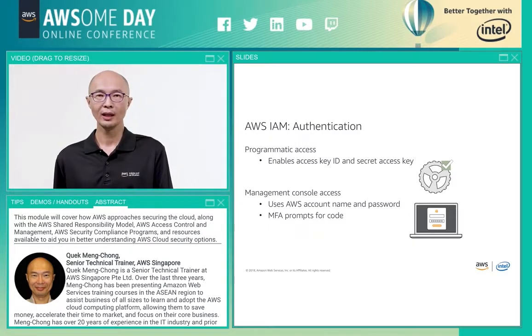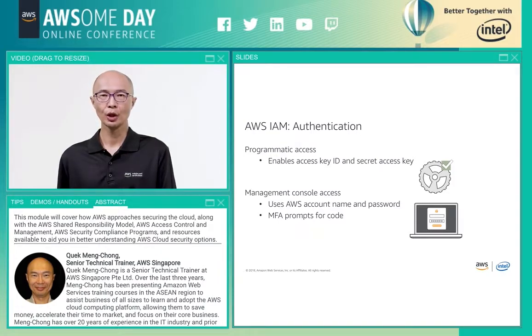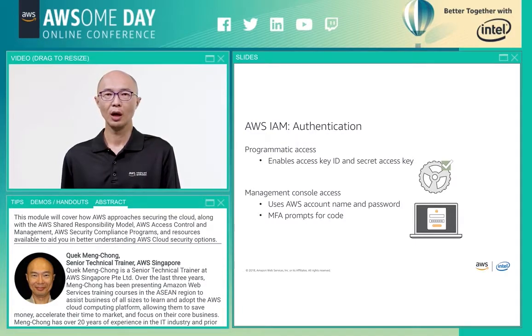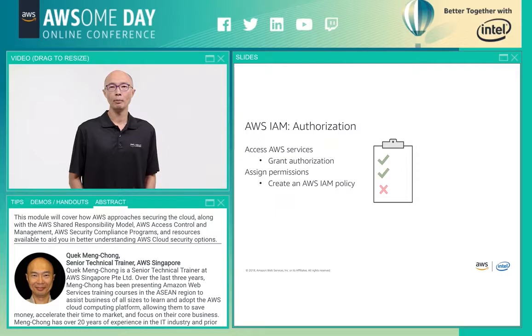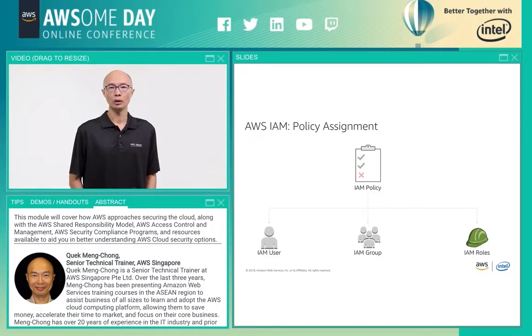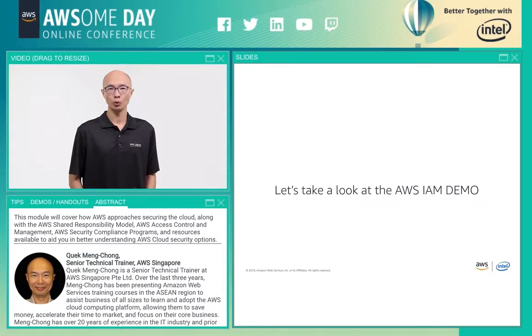You can log in using your AWS account name and password. If you have enabled AWS multi-factor authentication, you will be prompted for your device's authentication code. After a user has been authenticated, they then have to be authorized to access an AWS service. To assign permission to a user, group, or role, you have to create a policy, which is a document that explicitly lists permissions. It is important to note, as depicted in the diagram, that one policy can be assigned to an IAM user, IAM group, and IAM roles.